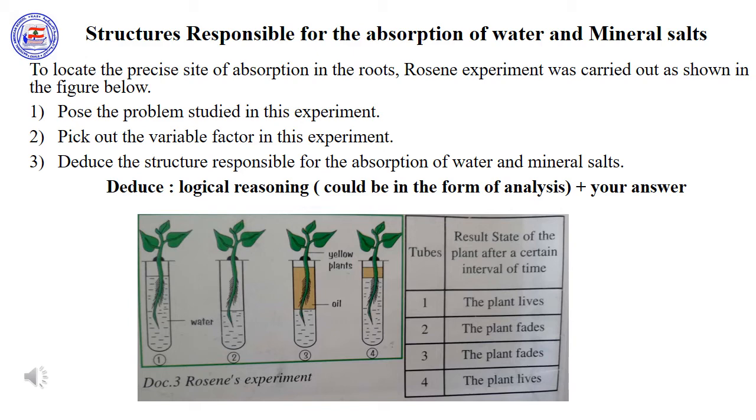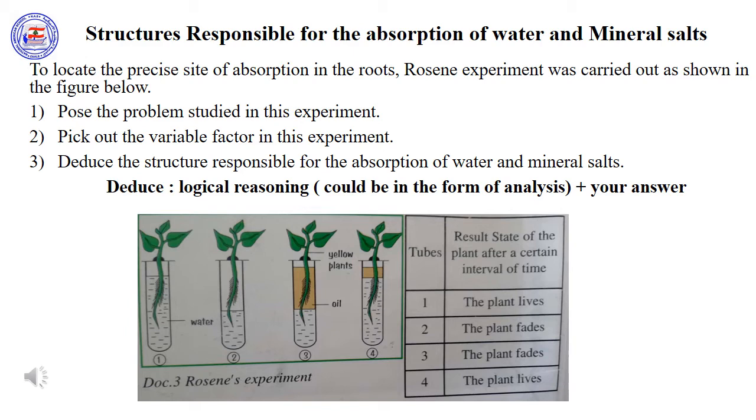Number 1. Pose the problem studied in this experiment. Which structure is responsible for the absorption of water and mineral salts? Is it the root hair zone or the other 2 zones? Number 2. Pick out the variable factor in this experiment. The variable factor is the location of the root hairs.